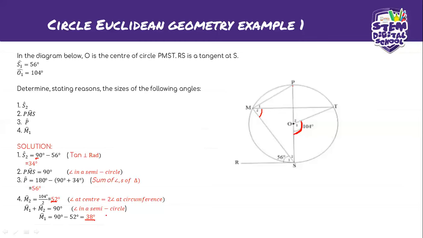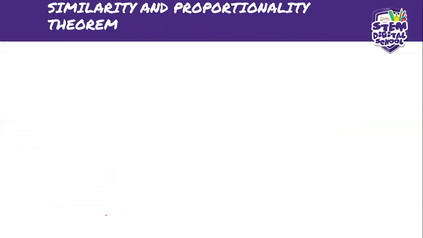So we just determined that angle there, right? Hence I'm saying it's very important to identify the theorem that you see in this diagram. Now let's proceed. Now we are in the similarity and proportionality theorem, right?